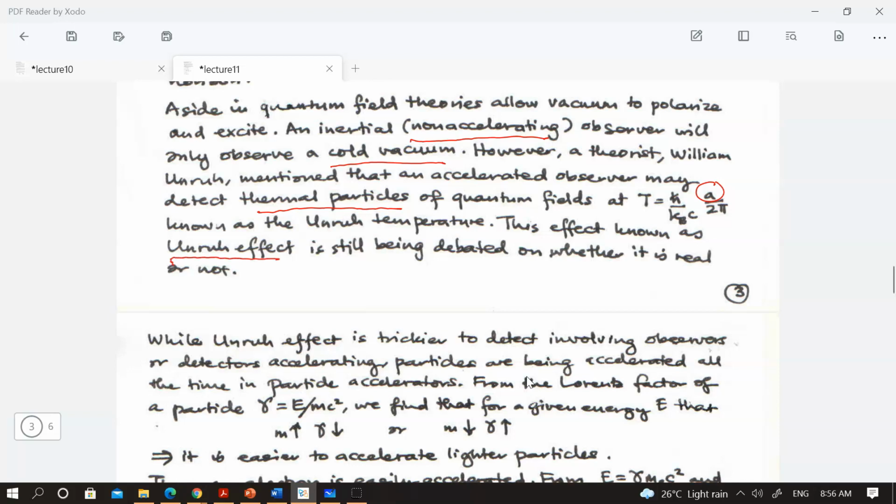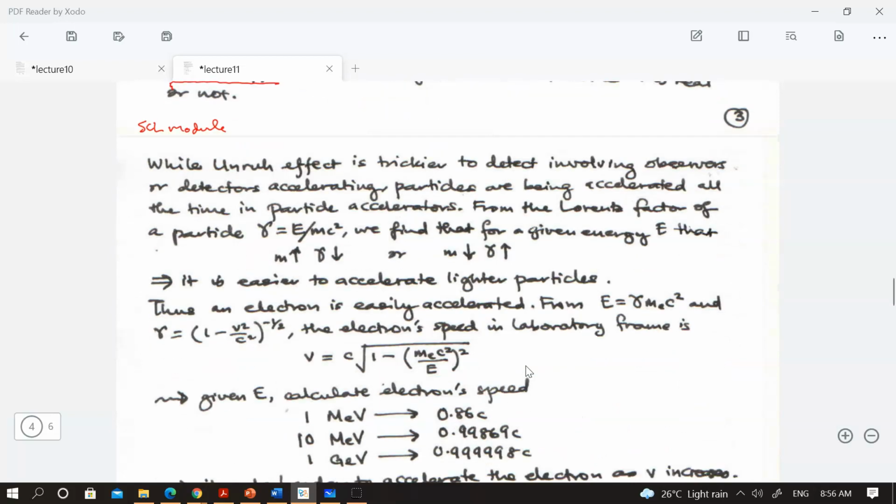I'll be giving you an SEL module immediately after this, I guess. I will upload this on Putra Blast, and one of the papers will discuss the Unruh effect. Later I'll explain about the SEL module.